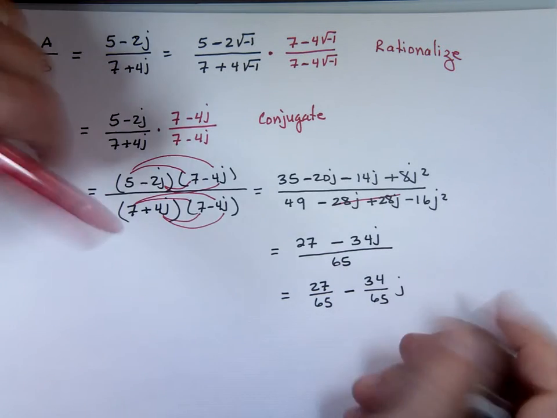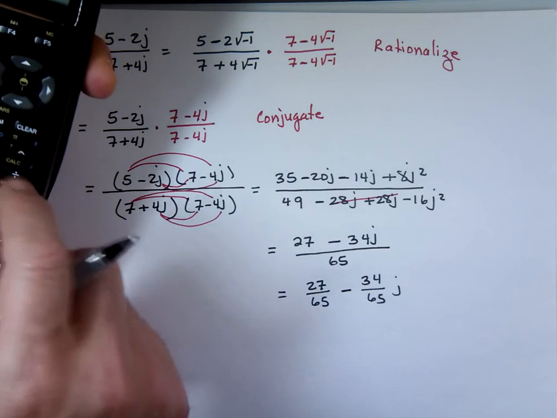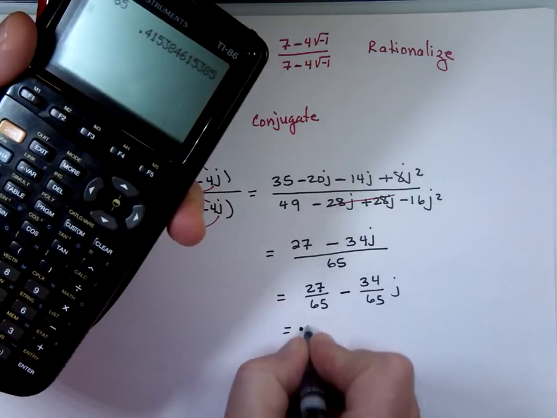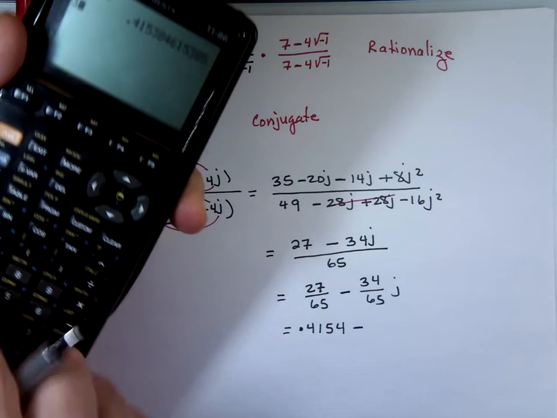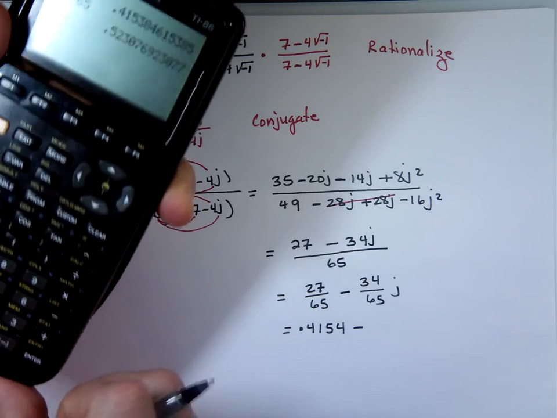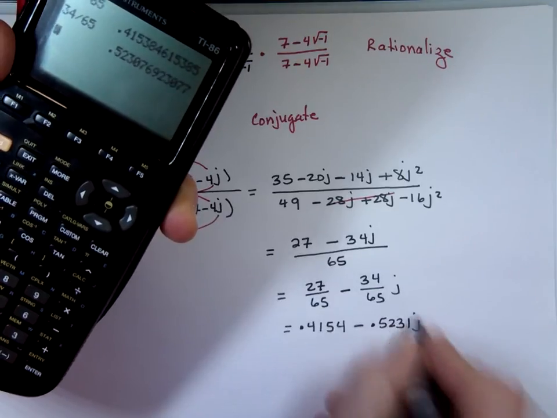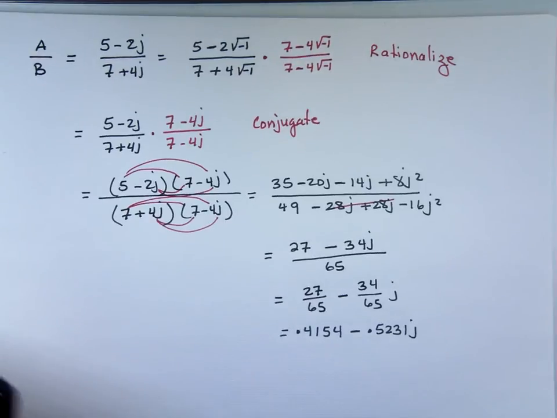And if you want to divide them, change that to a decimal number. 27 divided by 65, I'll just carry a few decimal places, is 0.4154. 34 divided by 65 is 0.5231j. So when you divide them, it's really not a pretty way of doing it. Thank goodness the calculator actually does that for us.